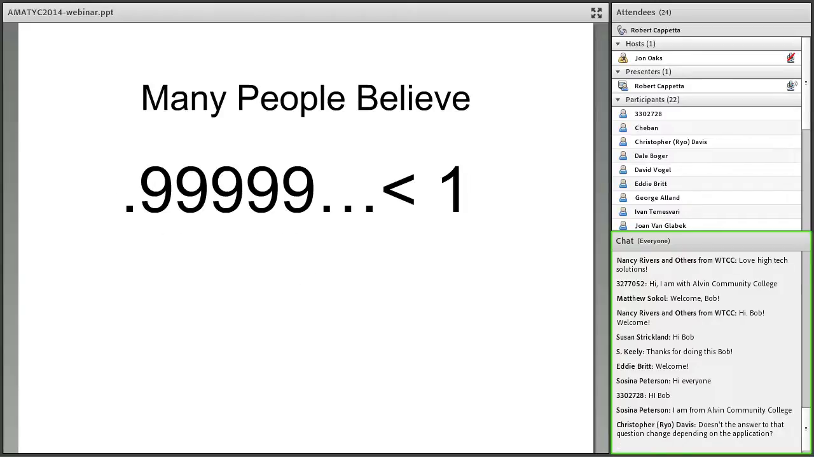Here is our first look at that. 0.999 repeating is less than 1 is a statement that many students believe. And there's quite a bit of research on this question. And I would encourage you to ask your students in Cal 2 whether or not they agree with this. So do they think this is a true statement, or do they think this is a false statement?